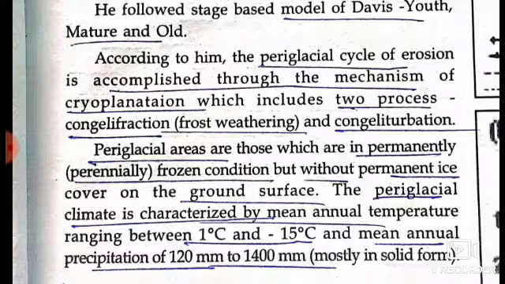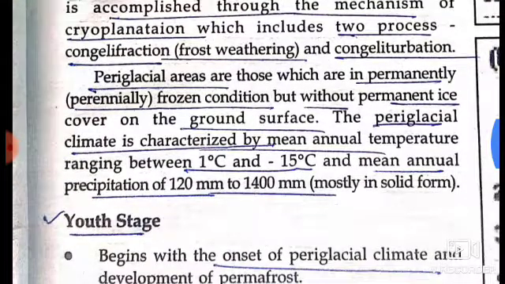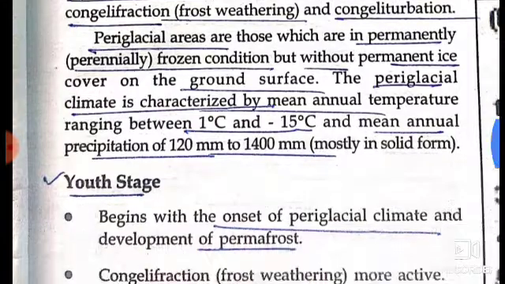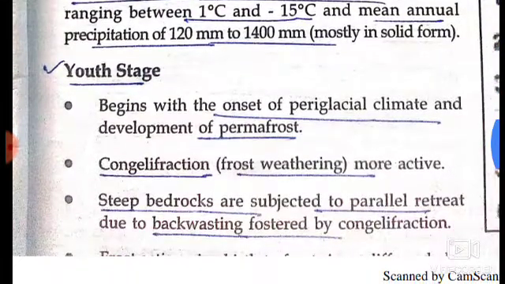Periglacial areas are those which are in perennially frozen condition but without permanent ice cover on the ground surface. The periglacial climate is characterized by mean annual temperature ranging between 1 degree centigrade to 15 degree centigrade and mean annual precipitation of 120 millimeter to 1400 millimeter, mostly in solid form.